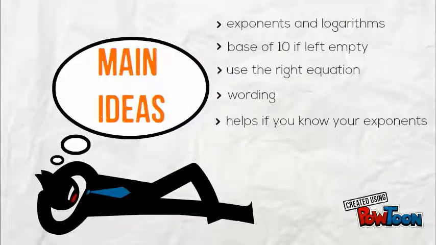To wrap it up, here are a few main ideas you should know. Understand that exponents are like logs but flipped. They can aid each other to find missing variables. When the base part of a log is left empty or not mentioned, the base is 10 unless told otherwise. Make sure you understand the wording of problems like the power of 2 means 2 to the power of something.